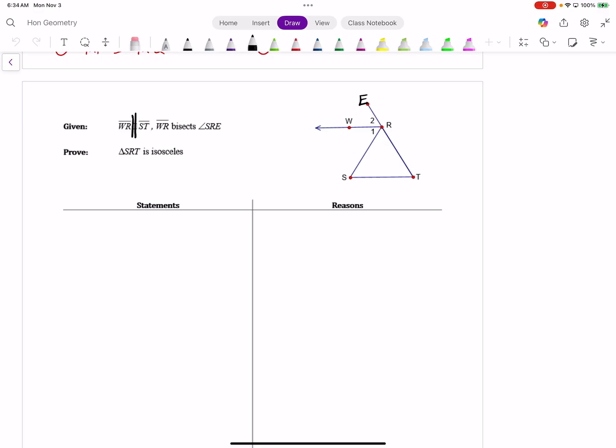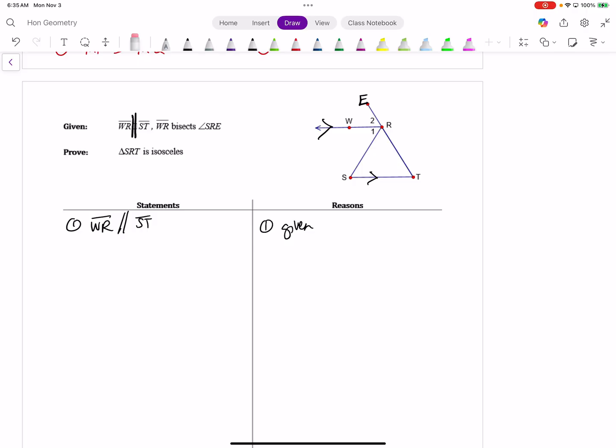Okay, so number one, what we got? So let's do our givens. WR is parallel to ST. Okay, so WR is parallel to ST. What do we want to do? Let's see what we're trying to prove. Triangle SRT is isosceles. So we need to prove that this side and this side are congruent. Probably those two sides. It could be two other sides, but my guess is going to be those two.